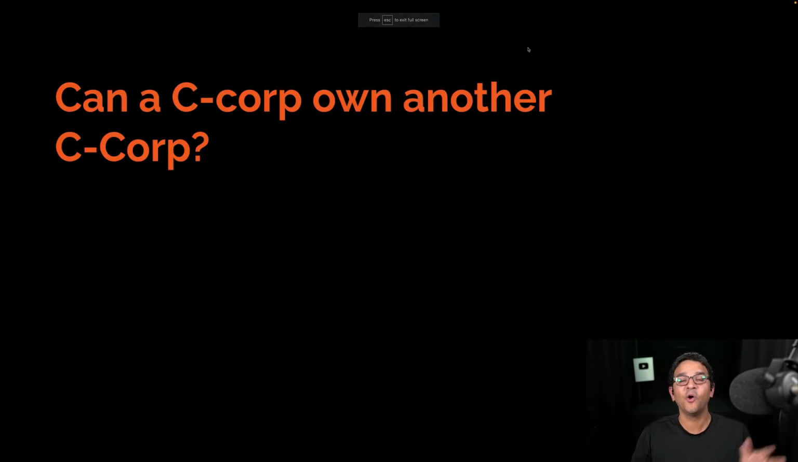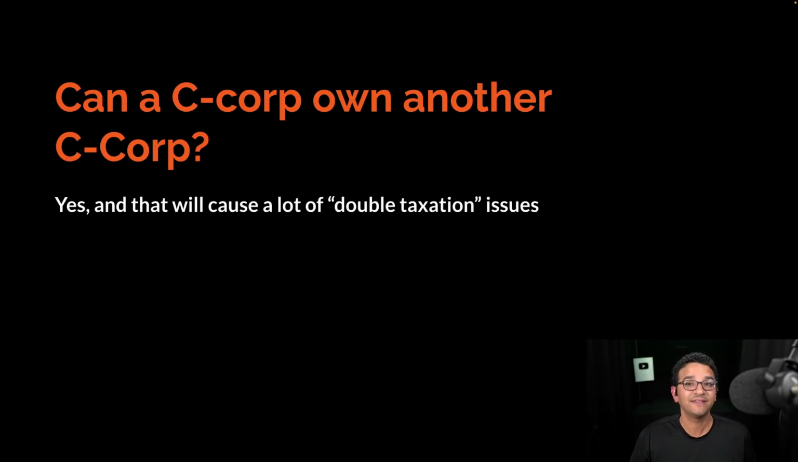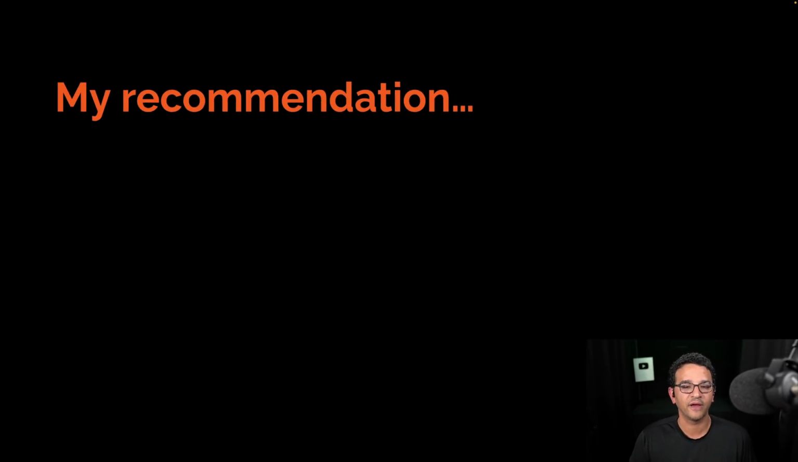Can a C corporation own another C corporation? Yes, it can, and you're going to have multiple layers of double taxation. So it's probably the worst idea ever to have a C corporation own another C corporation. I'm sure there are some legal reasons why many structures are like that, but typically as a small business owner, that's not a structure that you look for anyway.